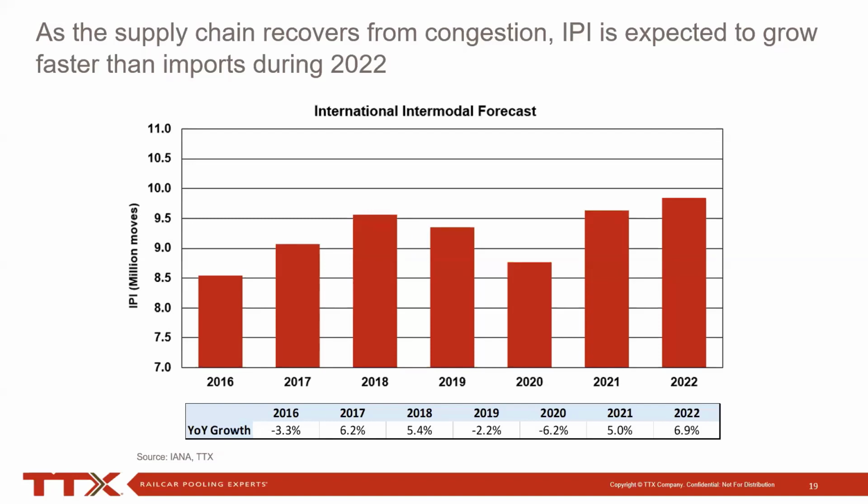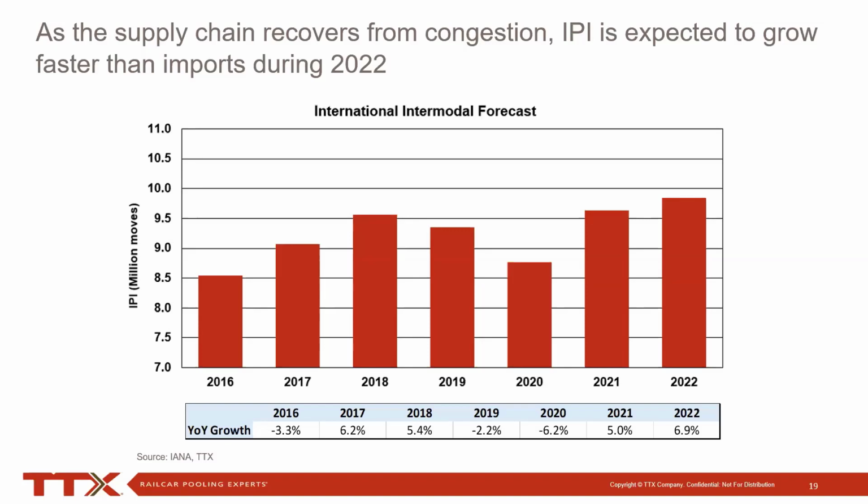For this year, TTX's current forecast expects IPI to gain 6.9%. That may be a bit too rosy, but when we created the forecast a couple months ago, our assumption was that COVID would wane and congestion throughout the supply chain would ease. The lessening of congestion would allow freight to flow better, and IPI would grow faster than imports.